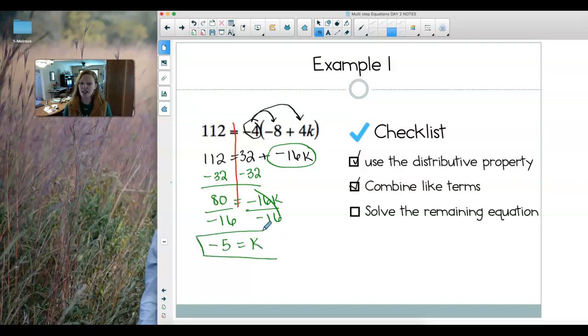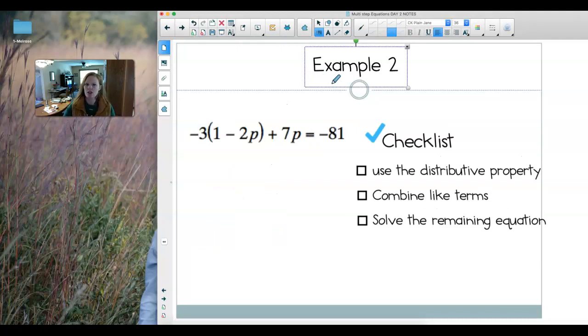Just like every other day, your answers should come out to be really nice answers. So if you get a decimal, go back and check your work. You did something wrong. Okay, the last example today looks like this. This one looks a little bit longer, right? Because, well, it is a little bit longer. So we're going to draw a line by the equal sign. The first step is to use the distributive property.